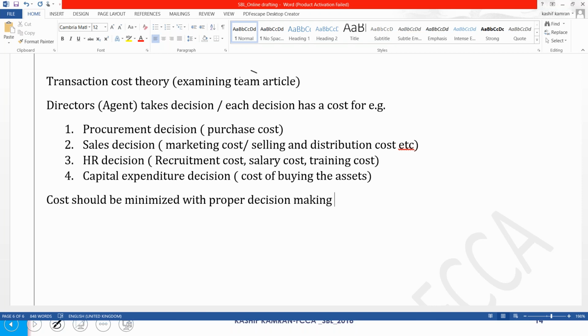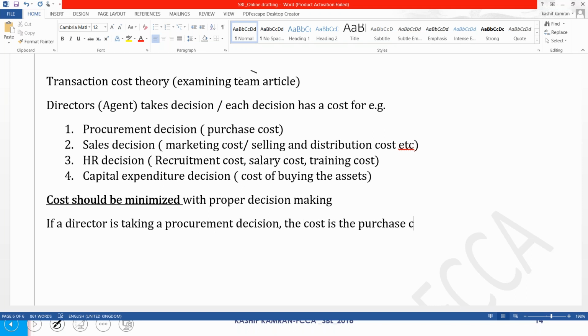Organizing transactions, we should take decisions, right? But the cost should be minimized. That is the focus of this theory, right? The cost should be minimized with proper decision making. For example, if the director is taking a procurement decision, the cost is the purchase cost of the raw material.